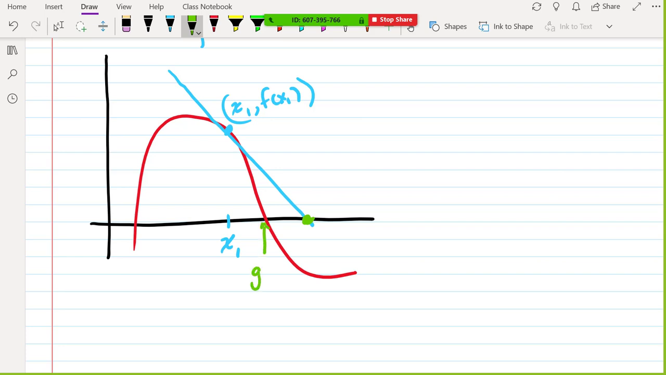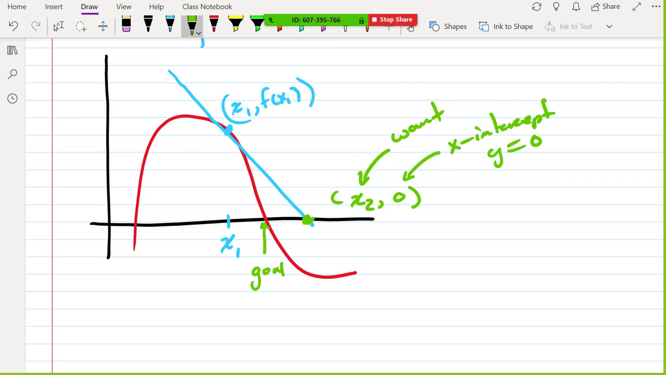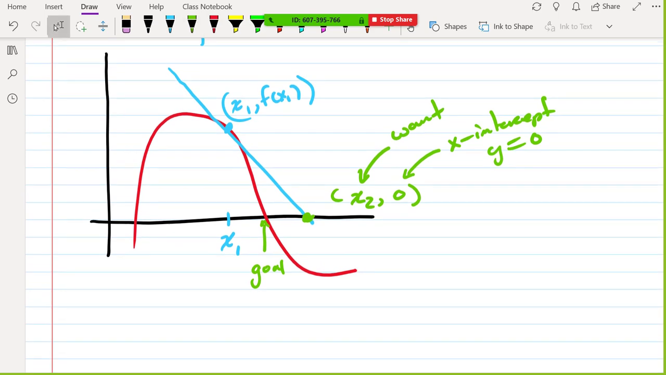This was our goal. But this point, since it's on the x-axis, we know that its y-coordinate has to be 0 because it's an x-intercept. So y has to be 0. And we're looking for this point, x2, because that's our next approximation. So then, using all of this information, we have this point, and the slope of the tangent line at this point, m, is going to be the value of the derivative, so f prime of x1.